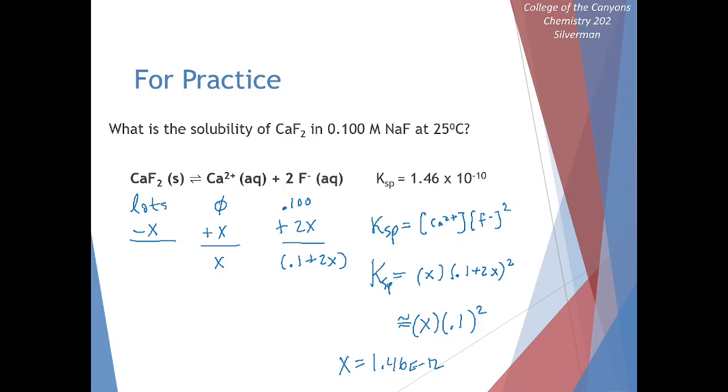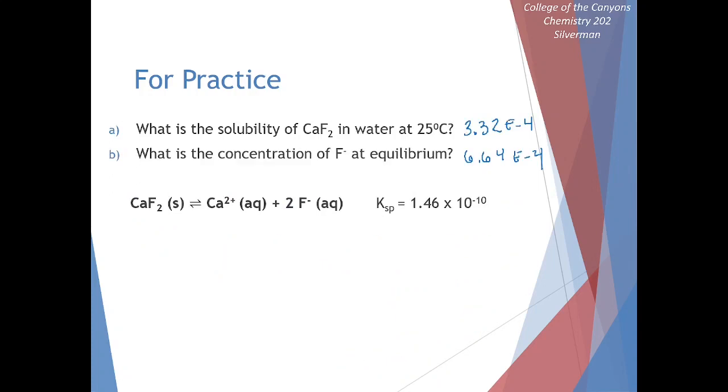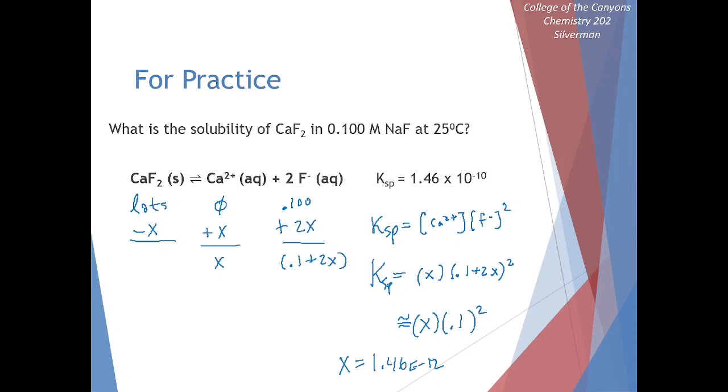Our solubility when there's already some fluoride in our solution, 1.46 times 10 to the negative 12. Recall from that practice problem on the previous slides, in pure water without any fluoride to start with, we had a solubility of 3.32 times 10 to the negative 4. Our solubility has changed by orders of magnitude because we have some of that fluoride present just to begin with. This is that common ion effect in action.